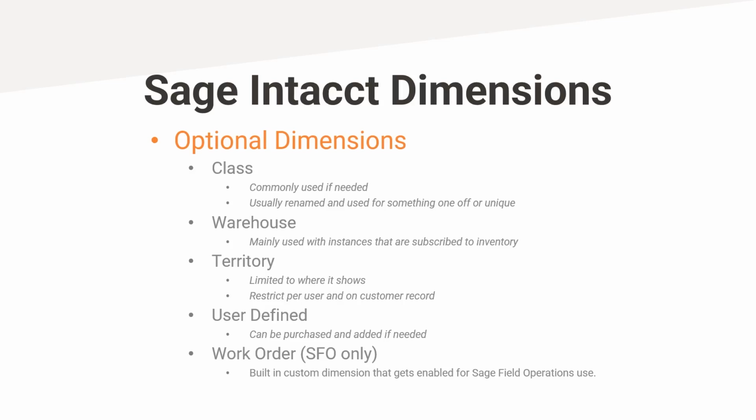Here on my screen, I have what we would label as an optional dimension, and we'll go through each one briefly. The most commonly used optional dimension is the dimension called class. And the reason it's most commonly used is because you will see it in most areas in the system. And it's very common to be next to the location or the department dimension. And the way to use class is really based on individual company needs.